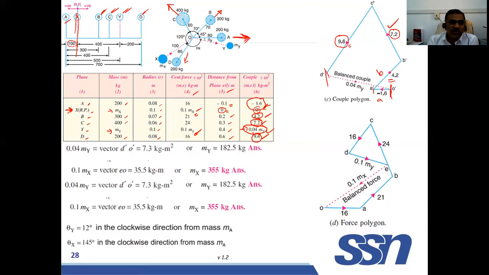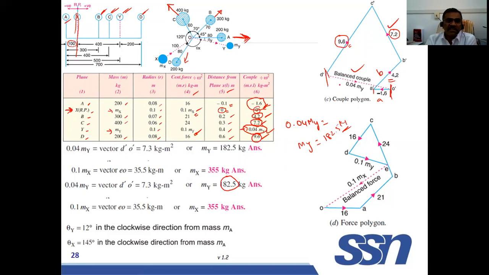And equate to 0.04 my. 0.04 my is equal to this distance. From this you can find the value of my. What's the value of my? It is 182.5 kg.